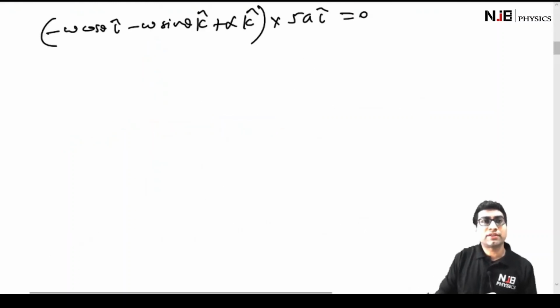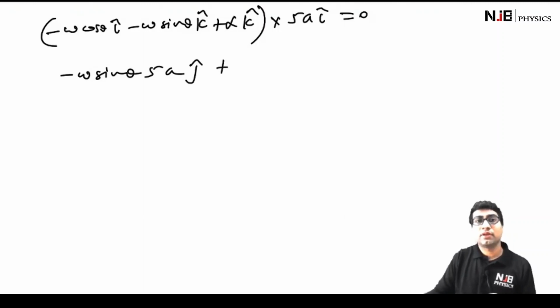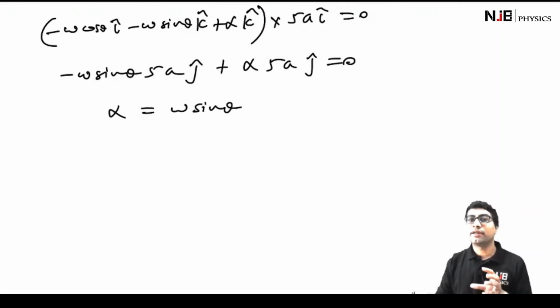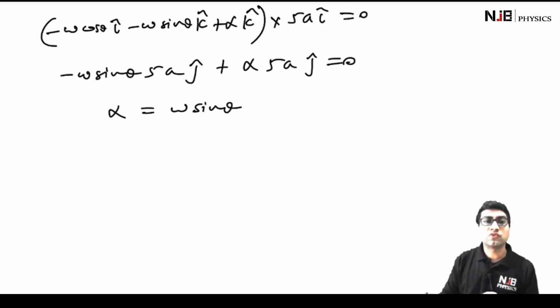So now when we solve it, the first term cross product with this 5a i cap is going to be 0. The second term, its cross product is going to be minus omega sin theta 5a k cap cross i cap, which is j cap, plus now this third term, its cross product with 5a i cap is going to be alpha 5a k cap cross i cap, which will again be j cap, that is going to be equal to 0. So now it becomes alpha equal to omega times sin theta, and we have already calculated the value of sin theta, which was 1 by 5. So from here we get alpha equal to omega by 5.